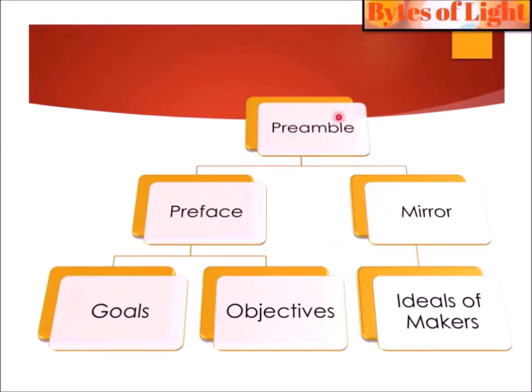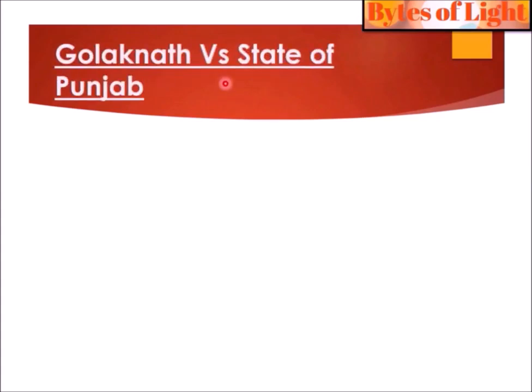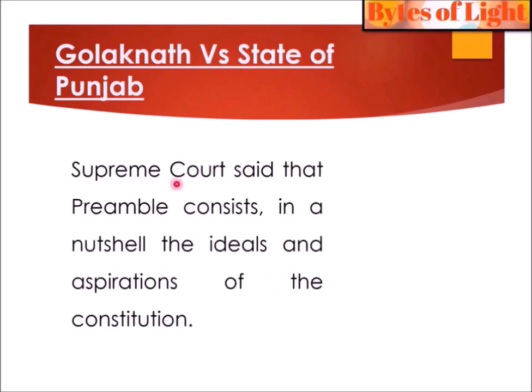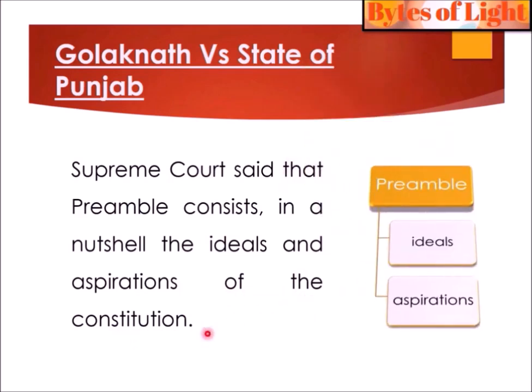That is, Preamble, it's a preface, it's a mirror, and it consists goals and objectives of the Constitution, and it also consists the ideals of the makers. Coming to definition through cases, in Golaknath versus State of Punjab, Supreme Court said that Preamble consists in a nutshell the ideals and aspirations of the Constitution. That is, Preamble also consists the ideals and aspirations of the Constitution. That was said by Supreme Court in Golaknath versus State of Punjab.